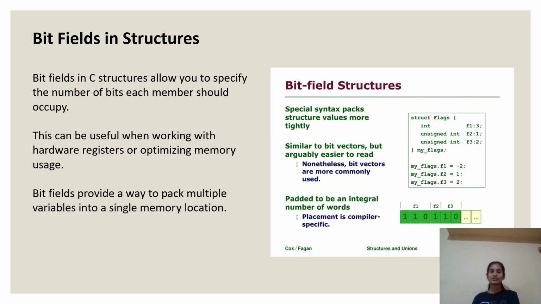Bit fields in structure. Bit fields in a C structure allow you to specify the number of bits each member should occupy. This can be useful when working with hardware registers or optimizing memory usage. Bit fields provide a way to pack multiple variables into a single memory location.